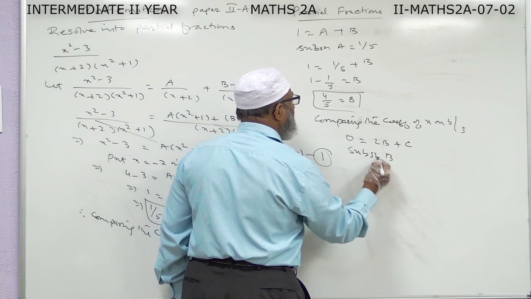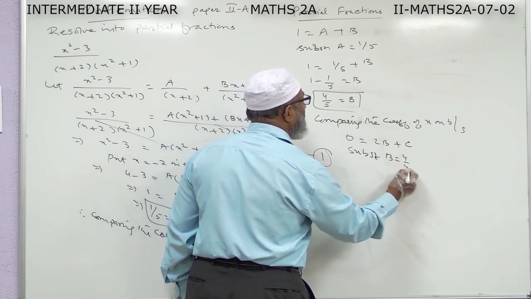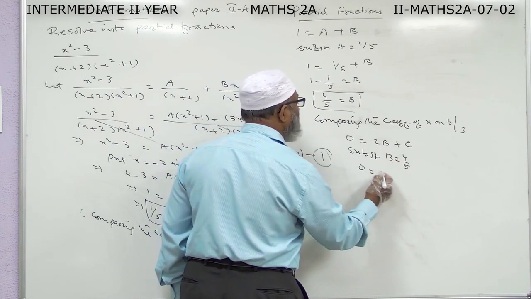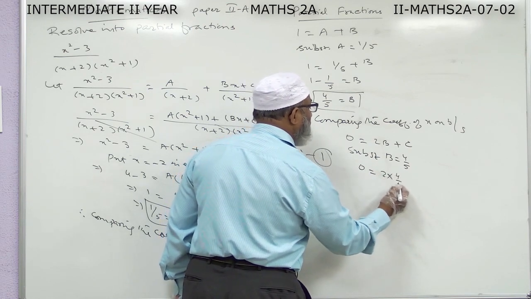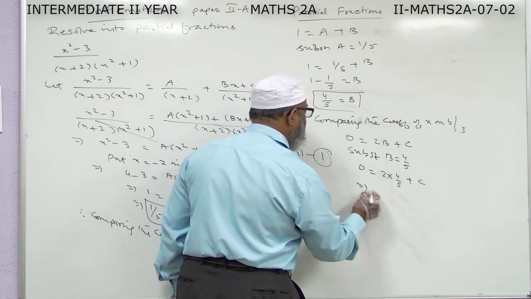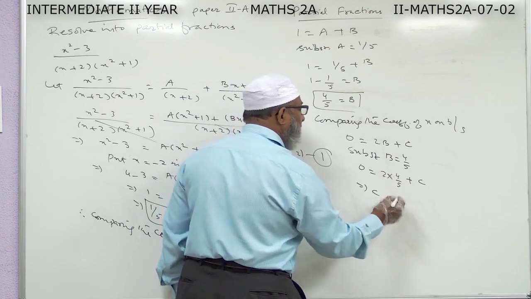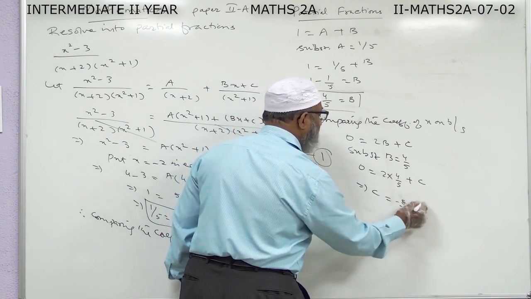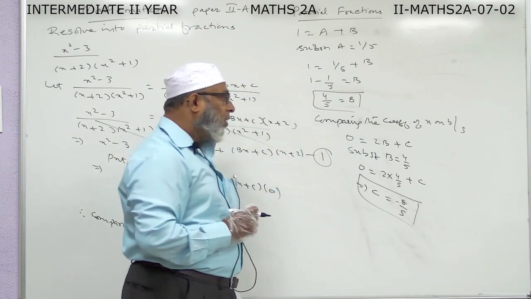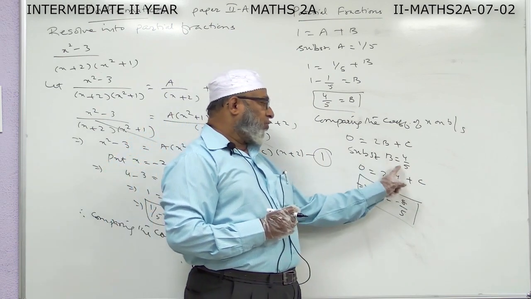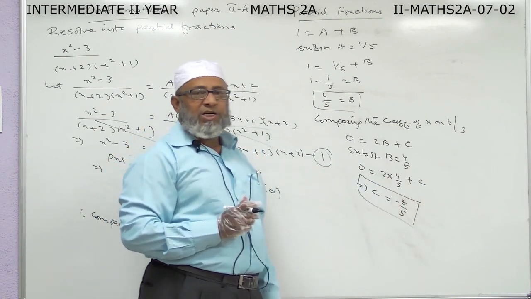Substituting b is equal to 4 by 5. So, this is nothing but 0 is equal to 2 into 4 by 5 plus c. This implies that c is equal to minus 8 by 5. 2 4 the 8. So I got the value of c is equal to minus 8 by 5.